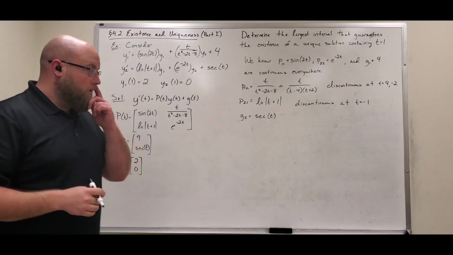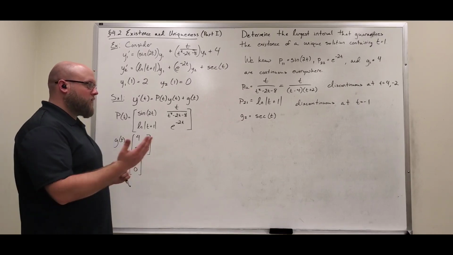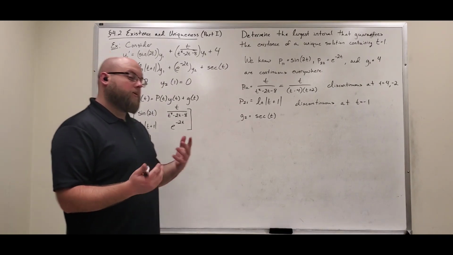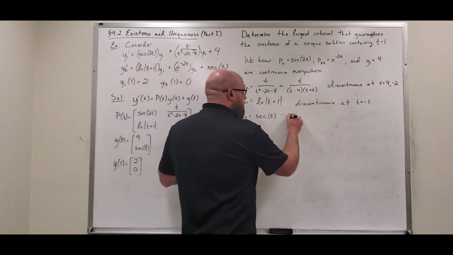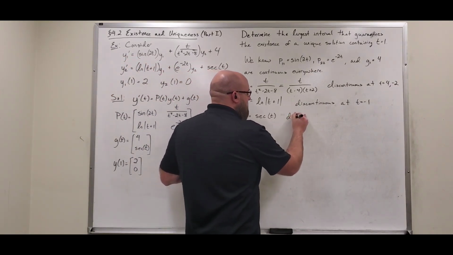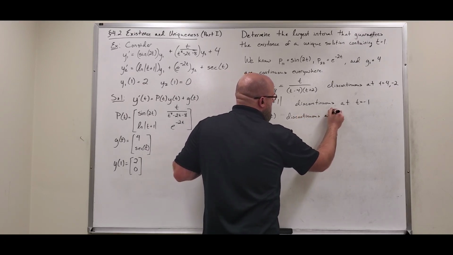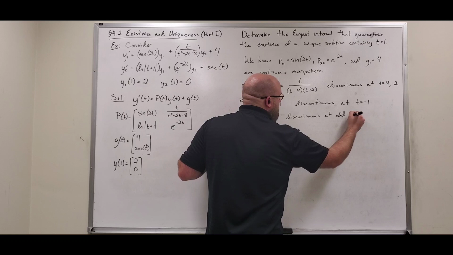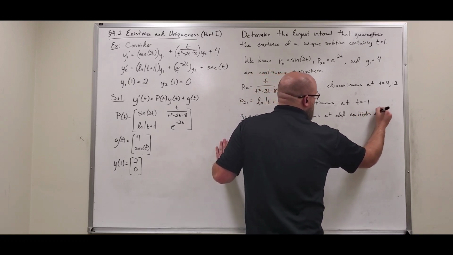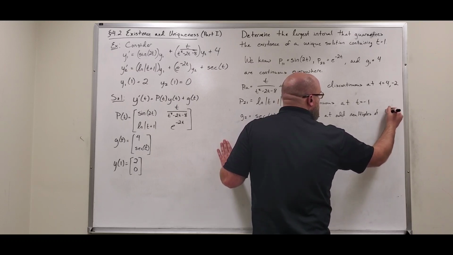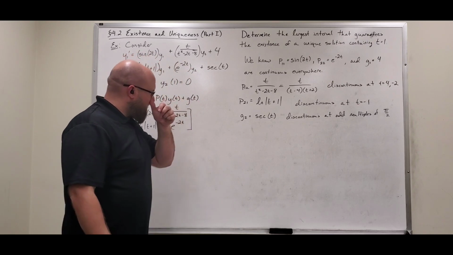Let's focus here. Well, secant is 1 over cosine. So the only issues we have is when cosine is 0. Well, cosine is 0 at odd multiples of pi halves. So secant is discontinuous at odd multiples of pi halves, and the negatives of those as well. All right. So, well, that's a lot of information.